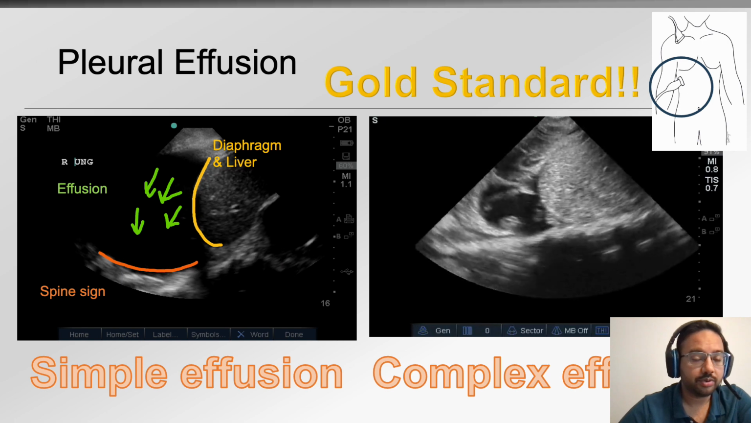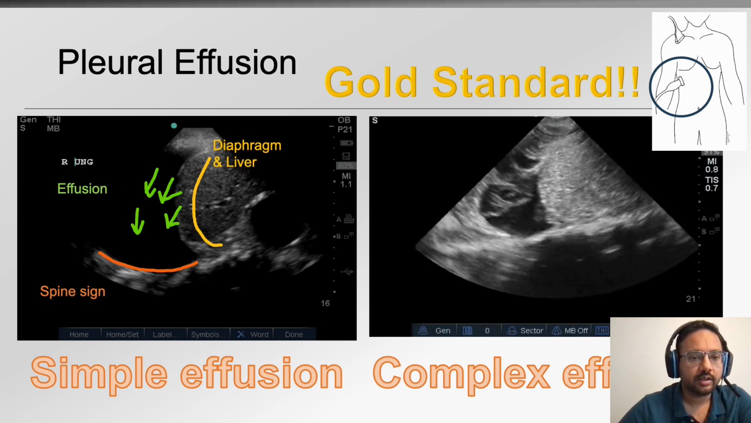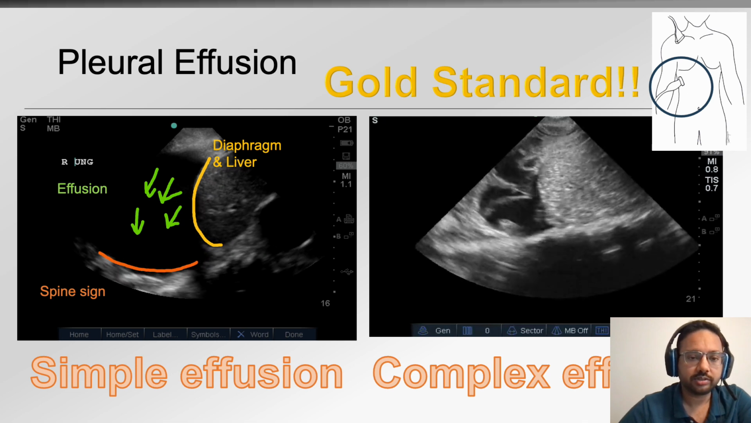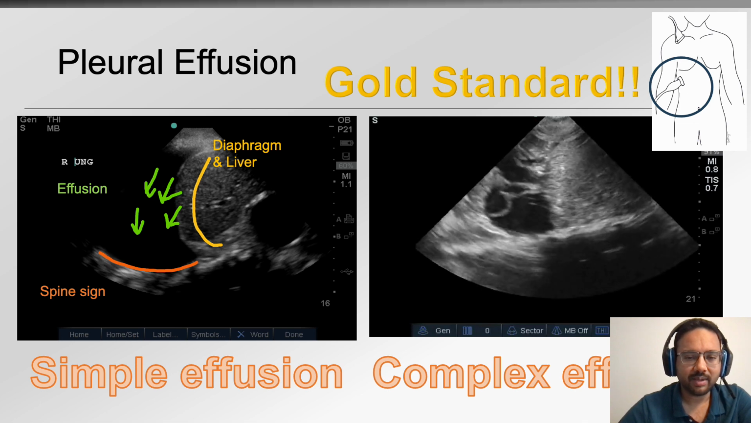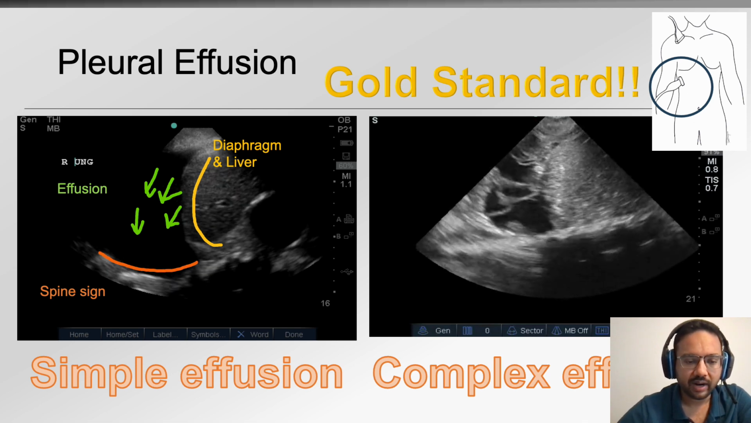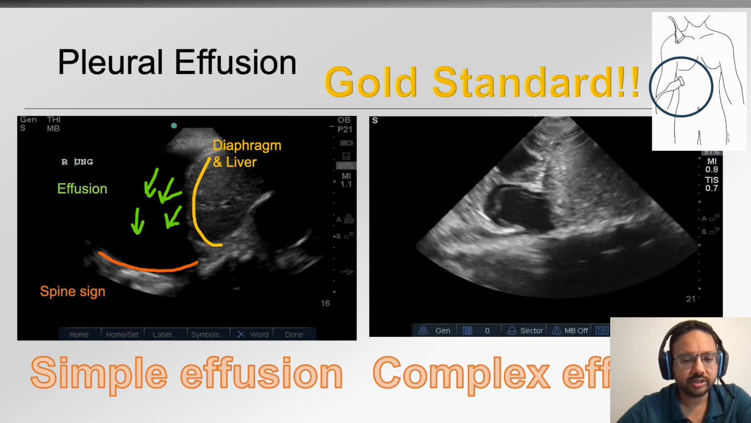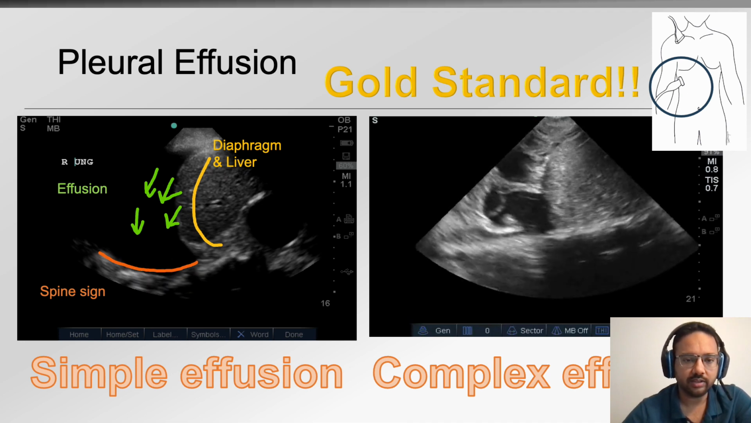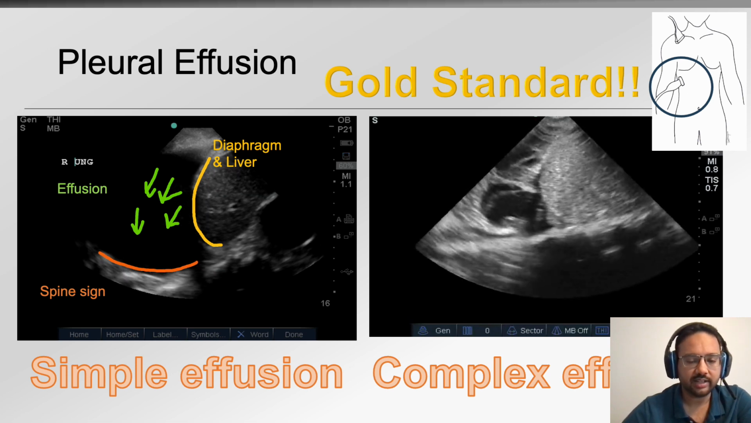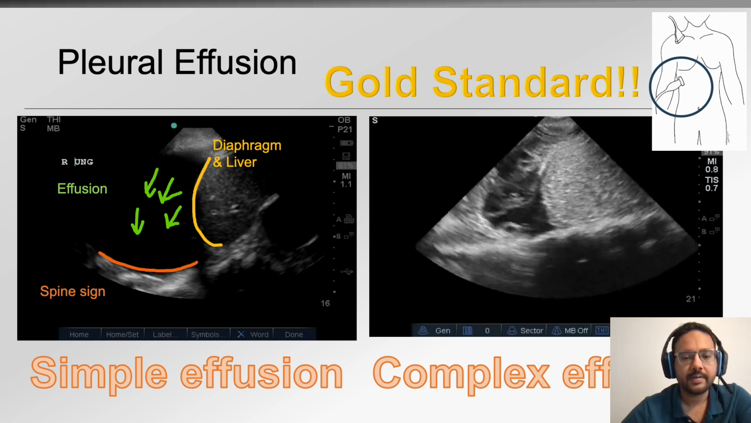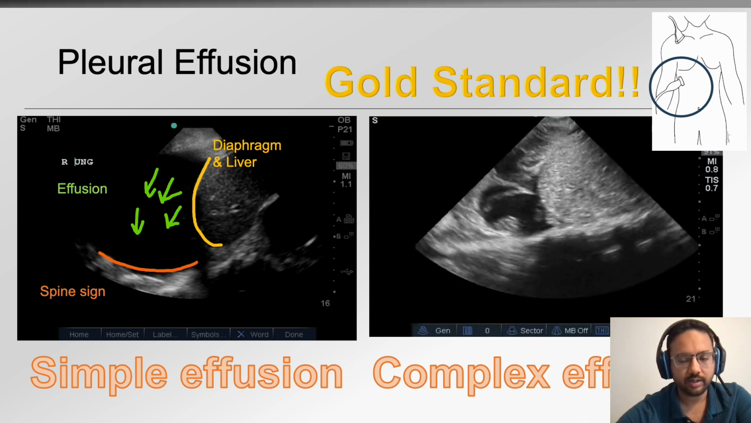Ultrasound is the gold standard for diagnosing pleural effusion. CT scan may be slightly better, but the difference in the amount of fluid is just so trivial that I don't think it's ever clinically useful, even if I see some amount of pleural effusion on the CT scan, but I don't see it on the ultrasound. So this is definitely my go-to way of diagnosing a pleural effusion.